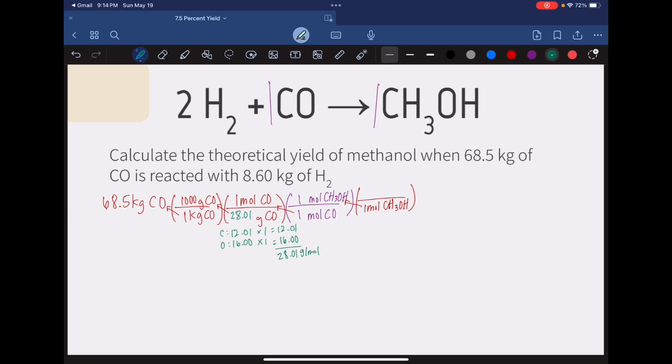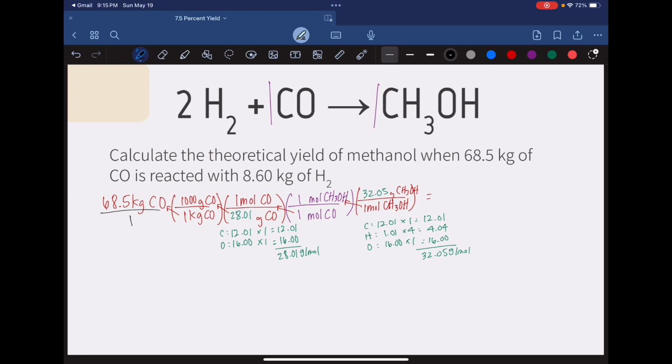So to calculate the molar mass of CH3OH, I have carbon, which is 12.01. There's only one of those. Hydrogen's mass is 1.01. There's 4 of those. And oxygen is 16.00, and there's one of those. When I add all of those together, I'll get 32.05 grams per mole. So I'll put my 32.05 grams of CH3OH at the top.